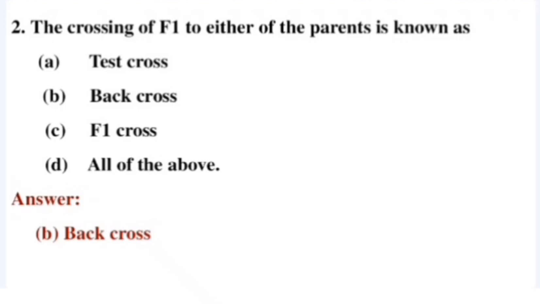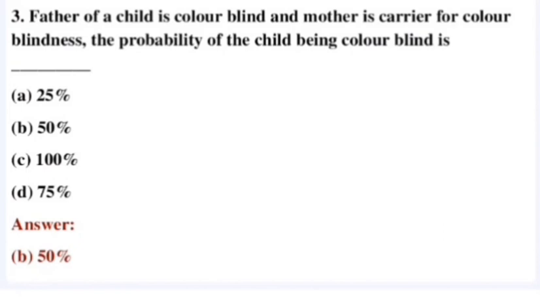So the cross of F1 to either of the parents is a back cross. If it is given as the crossing of F1 to the recessive parent, then you call that a test cross, right? But here the question is the crossing of F1 to either of the parents, so what is the correct answer here? B, back cross.